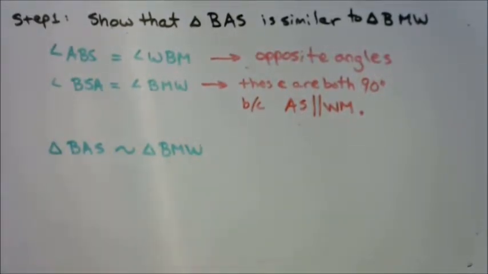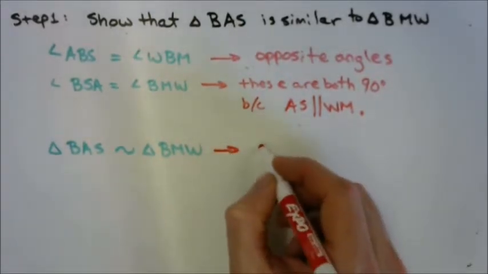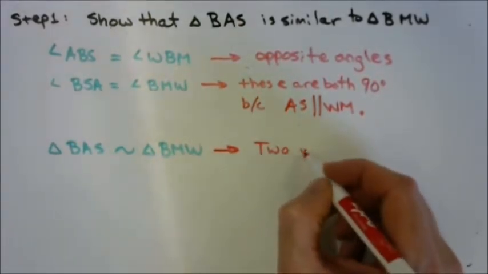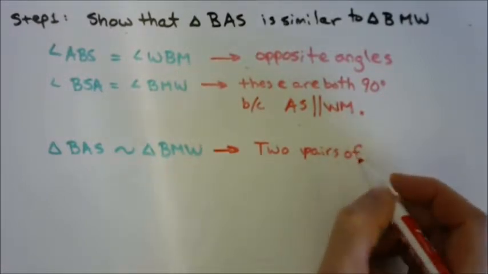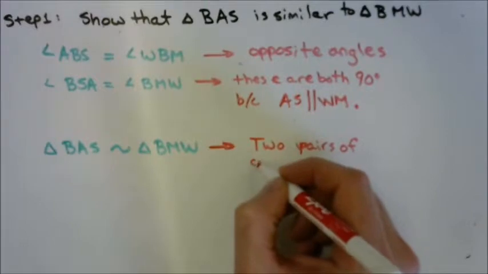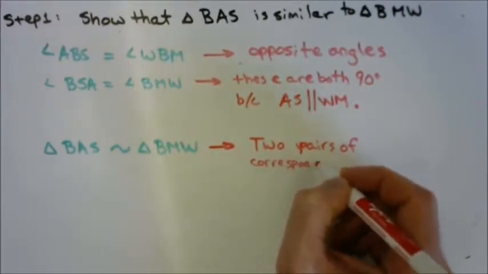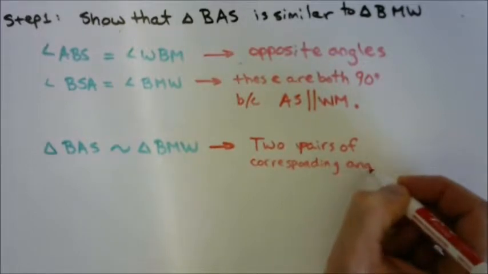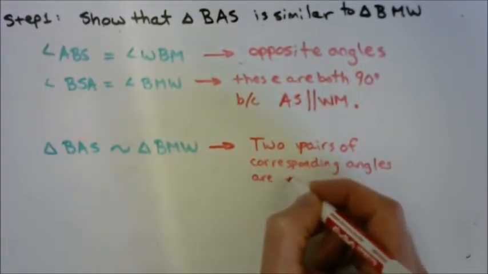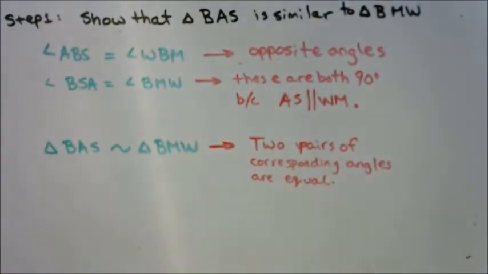And the reason that we are allowed to say that is because two pairs of corresponding angles are equal. Two pairs of corresponding angles are equal. So if two pairs of corresponding angles are equal, I know that the angles in the third pair are also equal. Now that we've satisfied the requirement of proving that these two triangles are similar, step number 2.